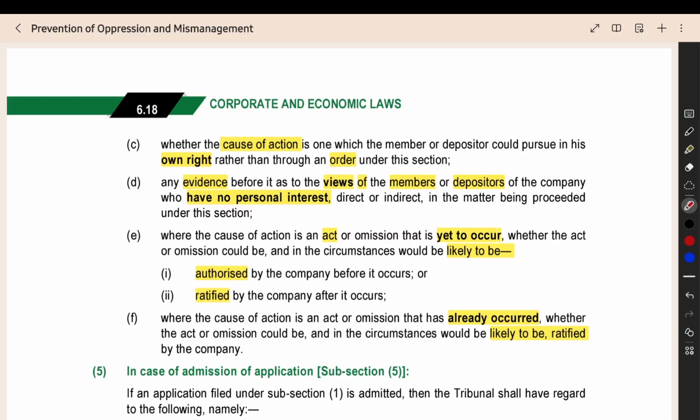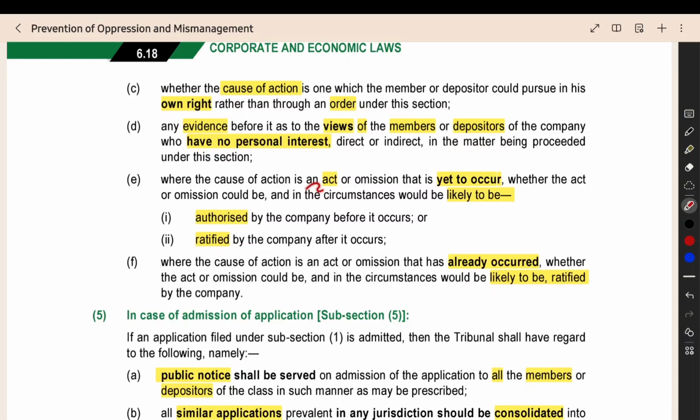What are their views? Whether they also think that the company is managed in a wrongful manner, that also they have to consider. Then, where the cause is an act or omission that is yet to occur, whether it is likely to be authorized or ratified by the company. If the action did not occur till now, it is going to happen. Now only they are filing the application to stop the future action.